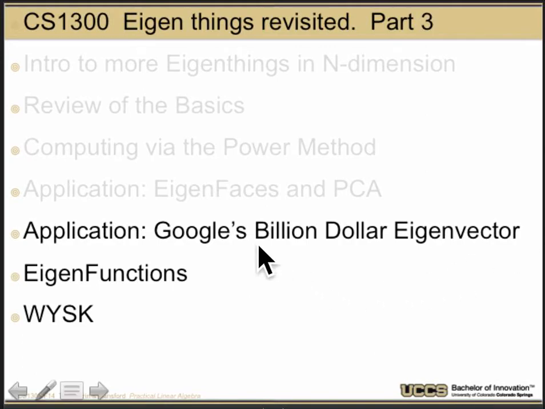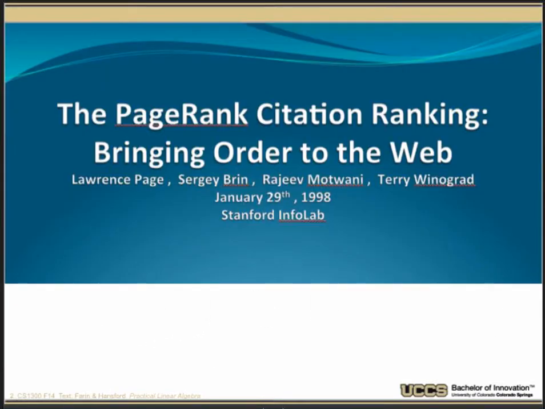This time we're going to be looking at Google's billion-dollar eigenvector, and then quickly at eigenvectors and finishing up with what you should know in terms of your vocabulary. So a number of the slides here are going to be based on a talk from Larry Page and his group at Stanford InnoLab in January of 1998. This is the PageRank citation algorithm: bringing order to the web.